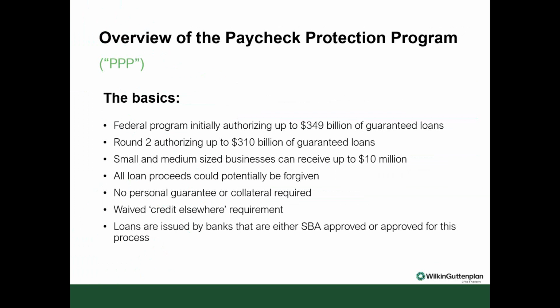The Small Business Administration, generally speaking, has a requirement that in order to get a loan facilitated by them, you have to have attempted to obtain credit elsewhere and not been successful. For the Paycheck Protection Program, that requirement has been waived. And as I mentioned earlier, the loans are issued by banks that are either SBA approved or have been approved for this process.